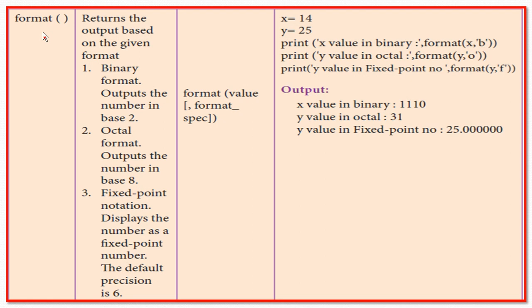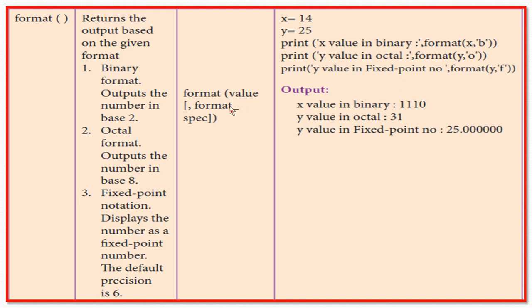Next function, format function, it is equivalent to the bin function. It returns the output based on the given format. First one, it returns binary format, outputs the number in base 2. Second one, it returns octal format, outputs the number in base 8. Fixed point notation displays the number as a fixed point number. The default precision is 6, and in this example 6 digits are here.